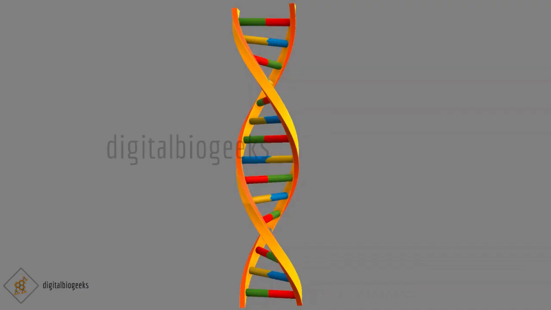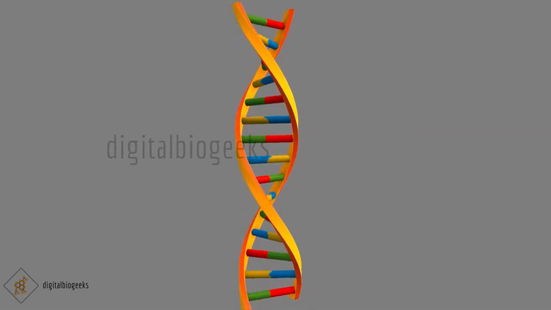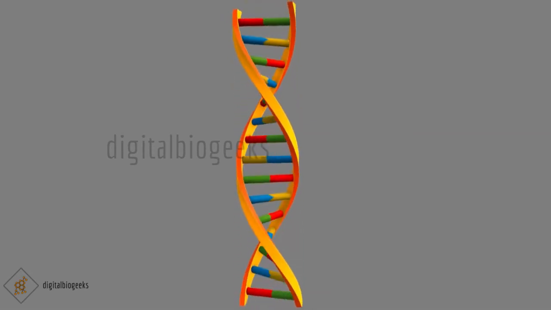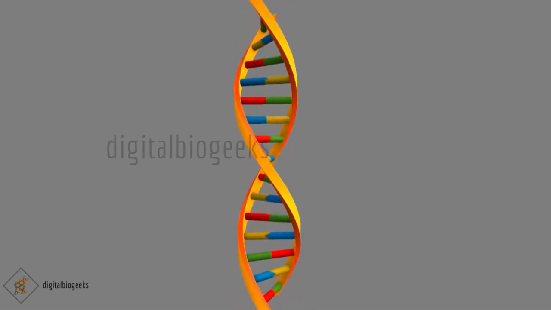Let's learn the structure of DNA. DNA is deoxyribonucleic acid. It is made up of two chains which coil around each other to form a double strand. This is one strand and this is another strand, and they coil around each other to form a double strand.